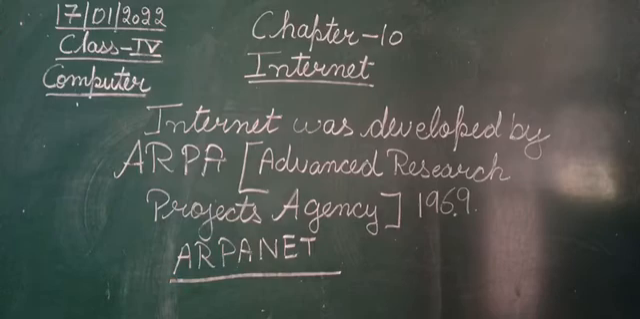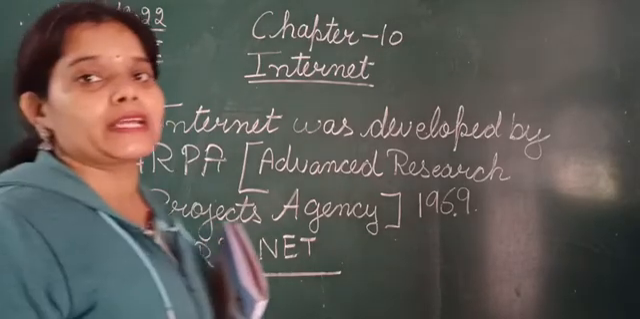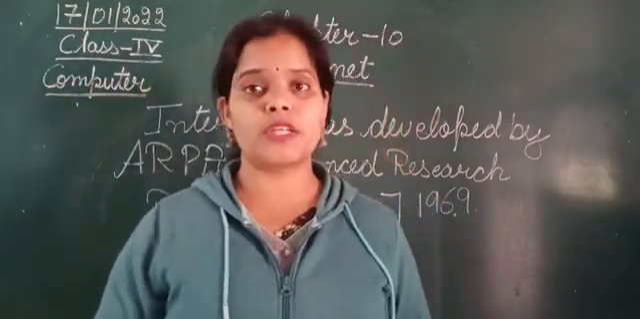Okay, so internet was developed by ARPA, that is Advanced Research Projects Agency, in the year 1969, and earlier it was known as the ARPANET. Okay, so nowadays we call it net only. चलिये. So this was a little bit of information about the internet.